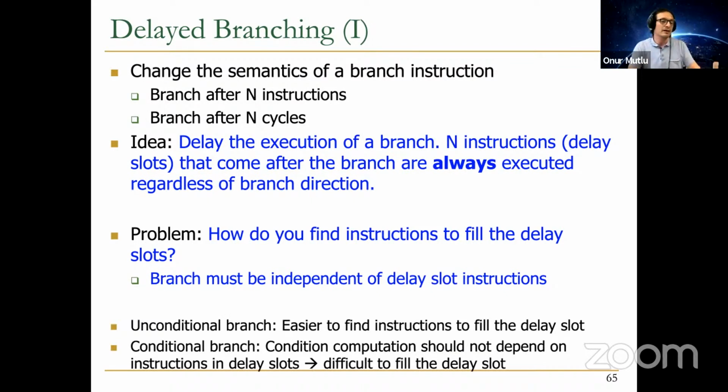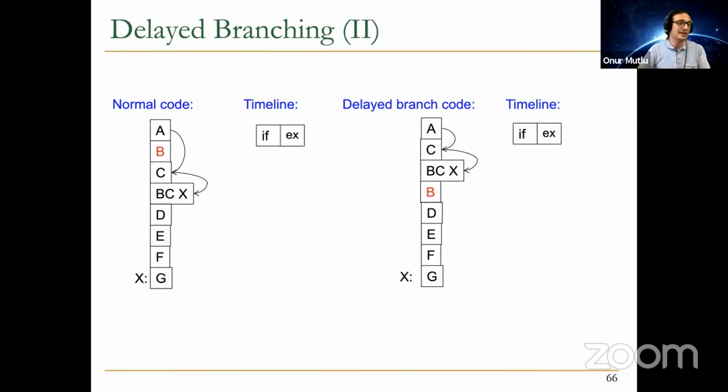Okay. So if you have an unconditional branch, clearly it's easier to find the instructions to fill the delay slot because you can fill the delay slot with instructions from the target of the branch, right? Because the branch is going to jump there anyway, unconditional branch. So fill the instructions from the target locations of the branch, pick the n instructions and move them under the branch. That's easy. But if you have a conditional branch, it becomes harder. Condition computation should not depend on instructions in the delay slots. And hence it becomes very difficult to fill the delay slot. So this is part of the problem with delayed branching. But let's take a look at some other problems also.